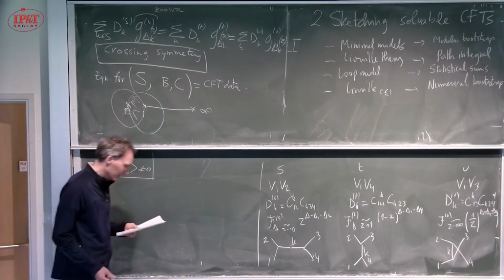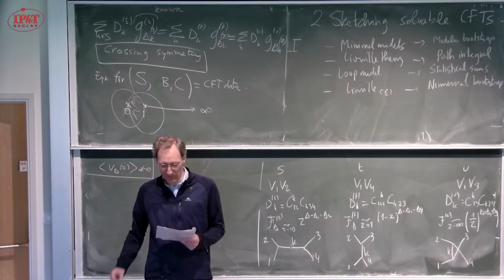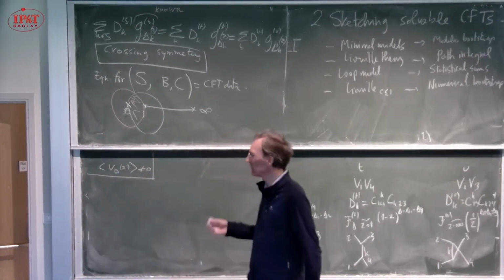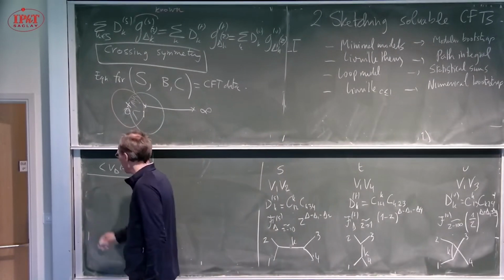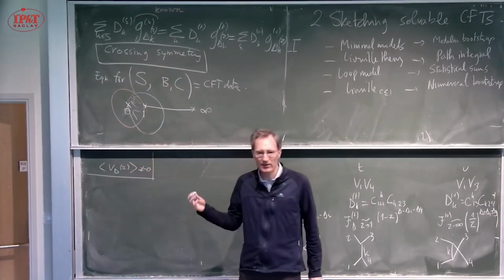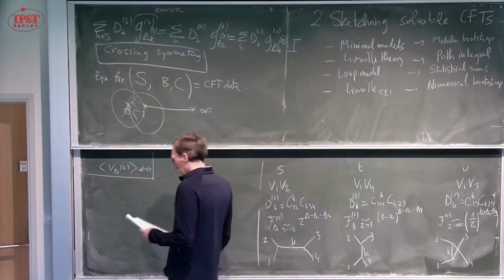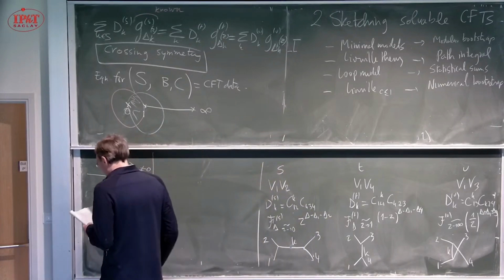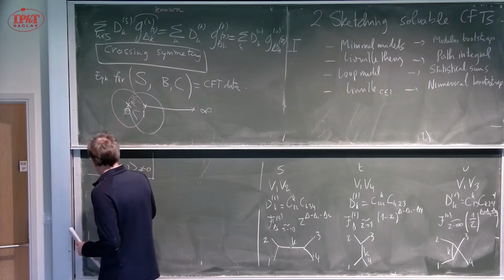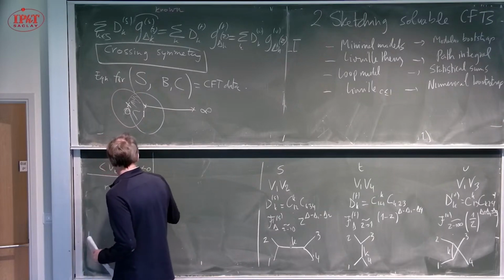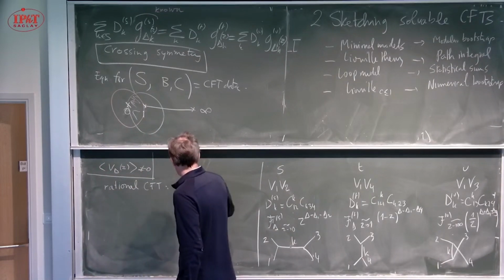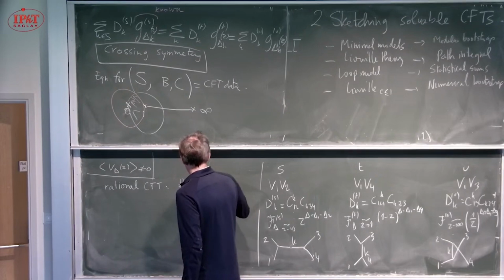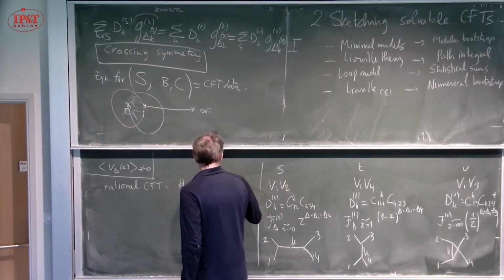Okay, so I want to discuss the notion of a spectrum, because I've been a bit vague about it. Now I want to make it more precise, because it's a rather subtle notion, especially in non-rational CFTs. I've been talking about rational and non-rational CFTs, so let me define it. A rational CFT is a CFT such that the number of primary fields is finite.